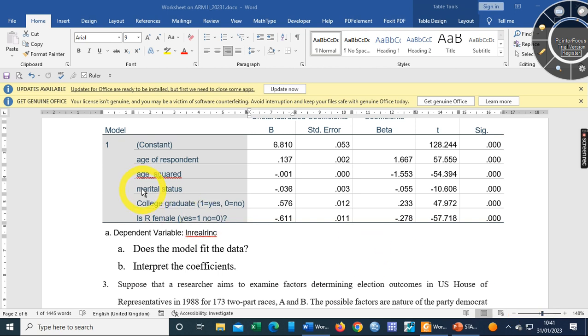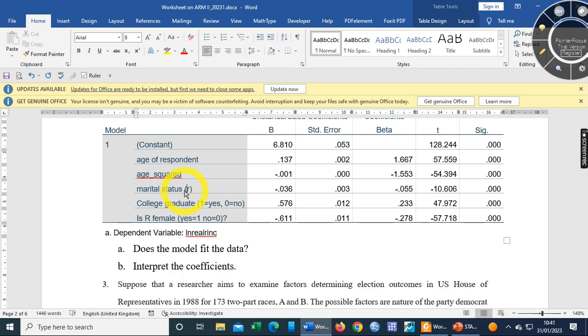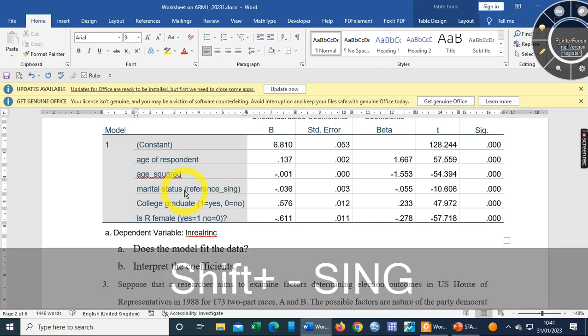On the other hand, these variables are binary variables. In case of marital status, our reference is individuals who are single.